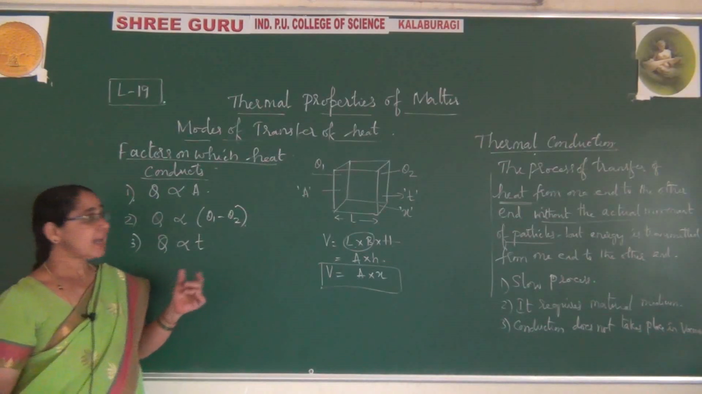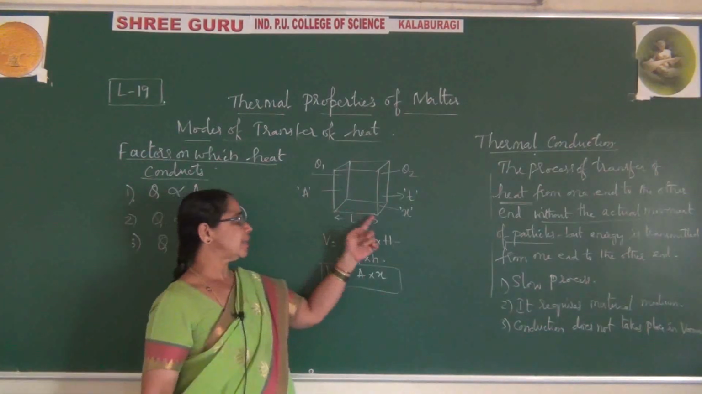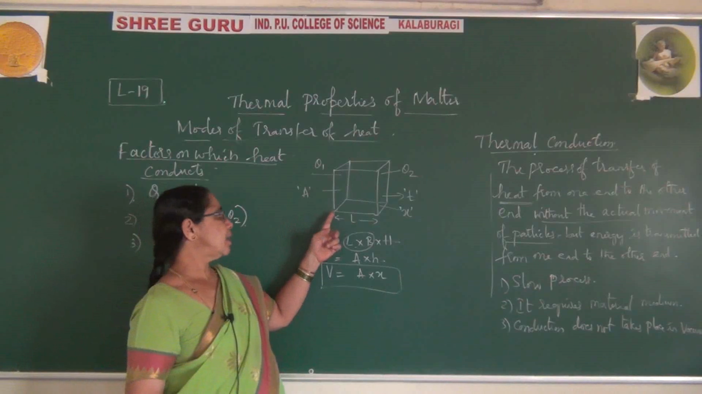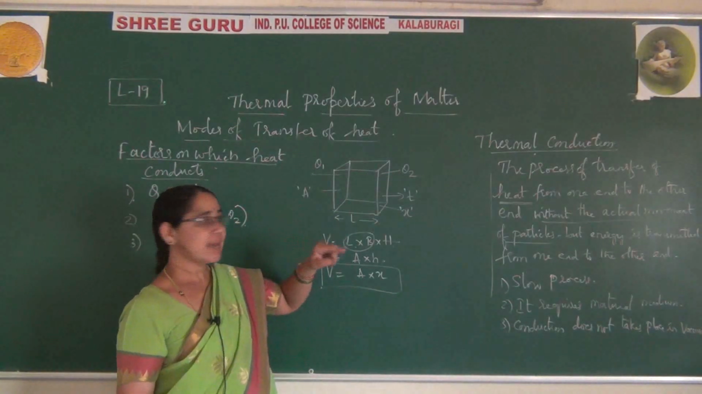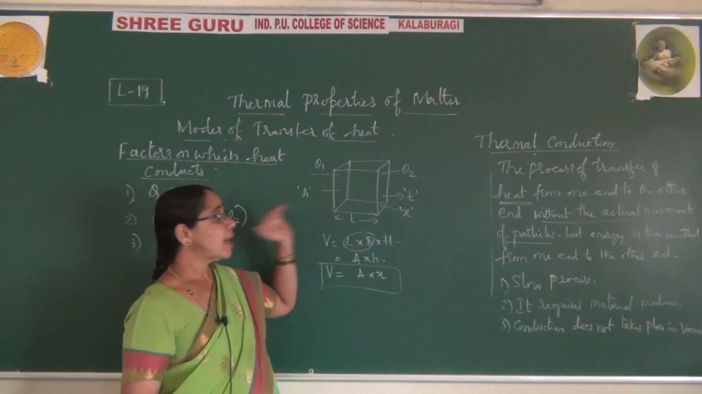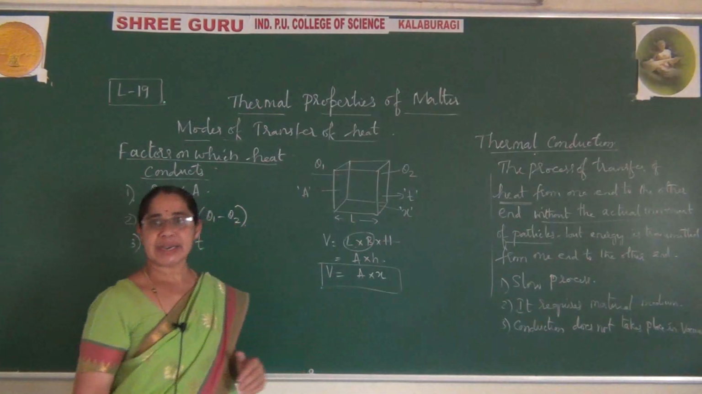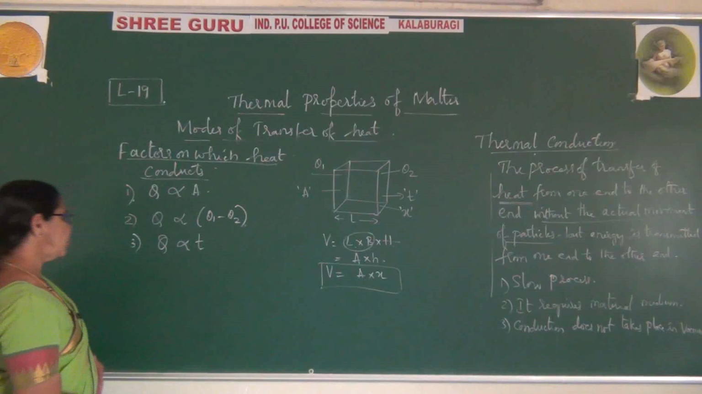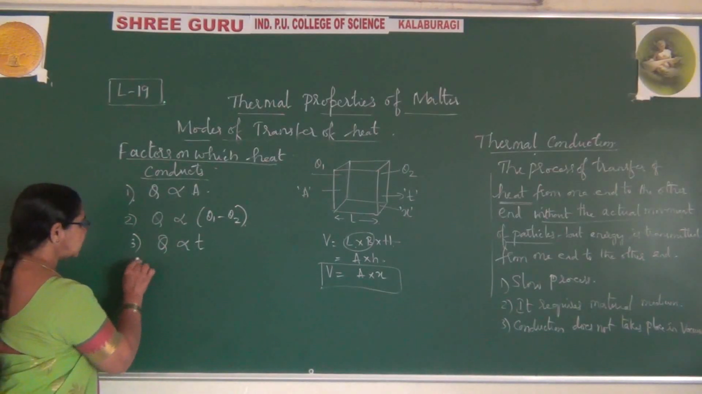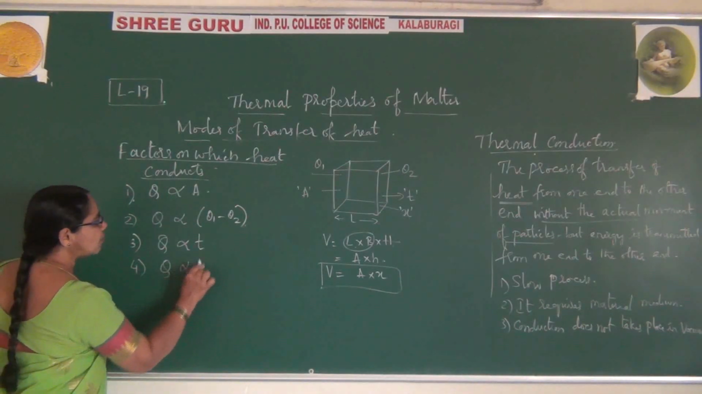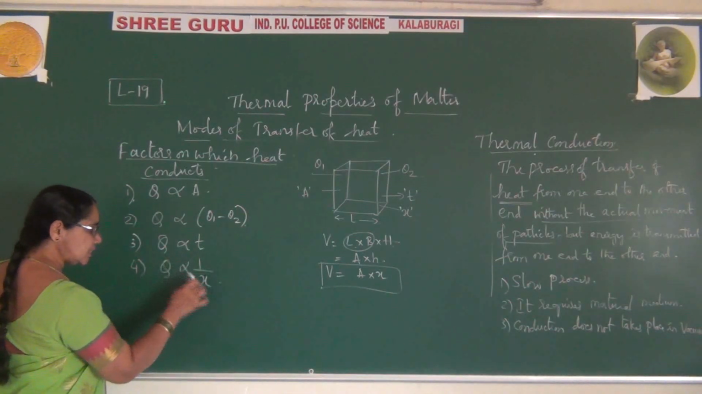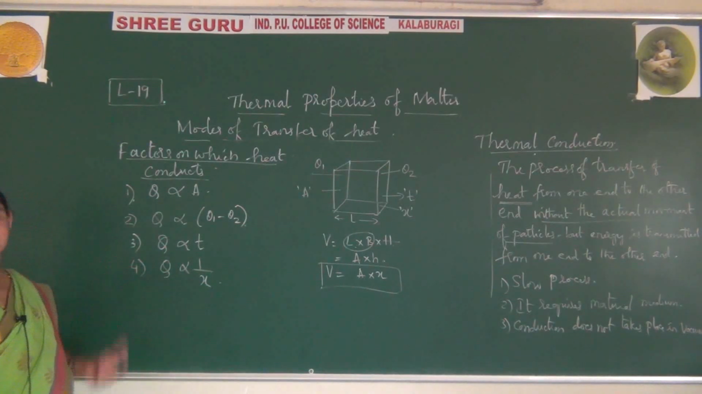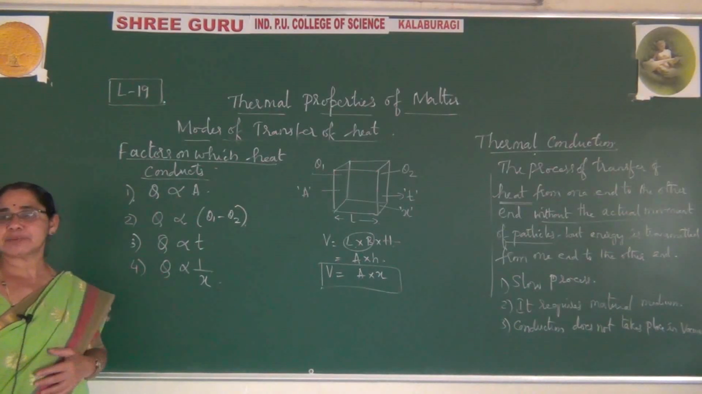But as I supply heat from one end to the other end, always the temperature will be larger at one end and smaller at the other end. So naturally, as the length increases, quantity of heat decreases. Due to which I can say the next point is Q is inversely proportional to x. What is this x? x is nothing but the thickness of the substance.